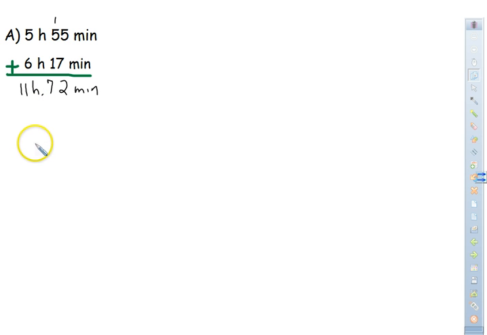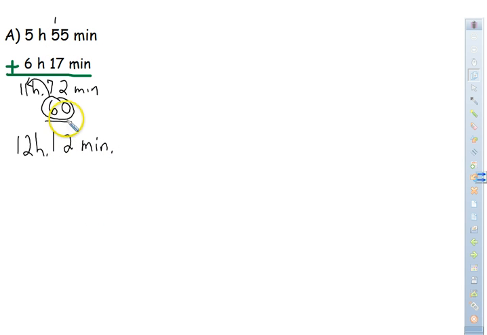Okay, now we have to simplify this because anytime we have more than 60 minutes, that equals 1 hour. Okay, so we need to take a group of 60 out of this, which is going to give me 12 minutes. That equals 1 hour. Okay, so we've got one group of 60, so we're going to add that onto our 11 hours. So now it is 12 hours and 12 minutes.